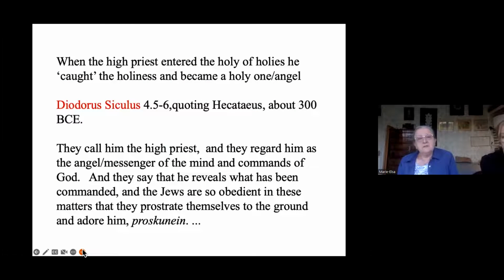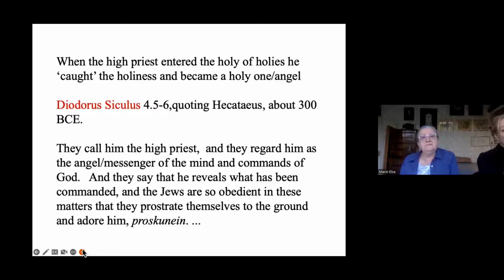Now, when the high priest, and it was only the high priest who could enter the Holy of Holies, and remember that the king in the time of the monarchy was also a high priest, he was a Melchizedek high priest, entered the Holy of Holies, he caught the holiness and became a holy one or an angel. And the distinction between the 3 sorts of holy is that if you are holy, it means you have received holiness and you can't pass it on.